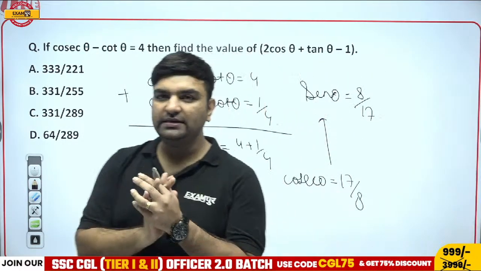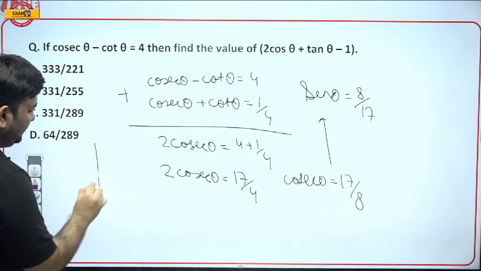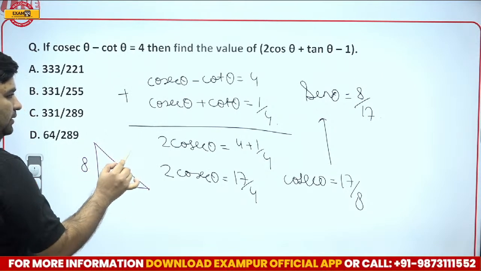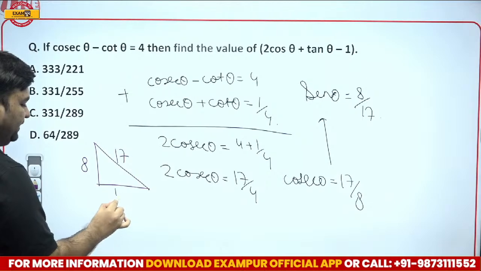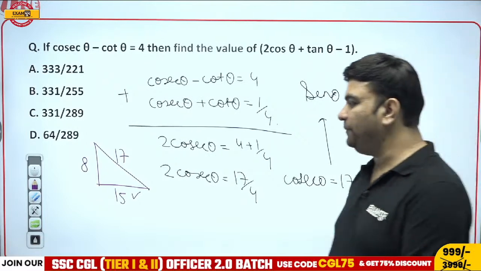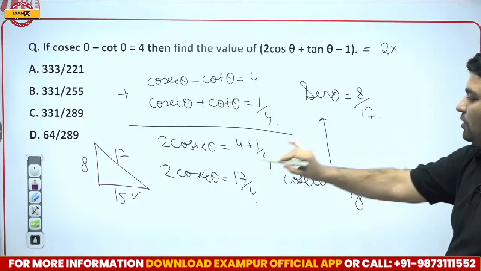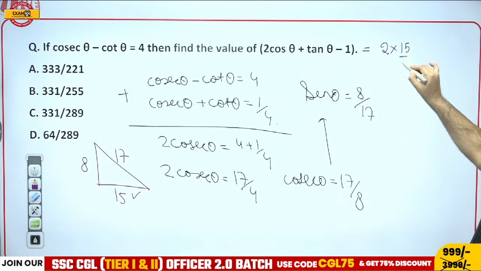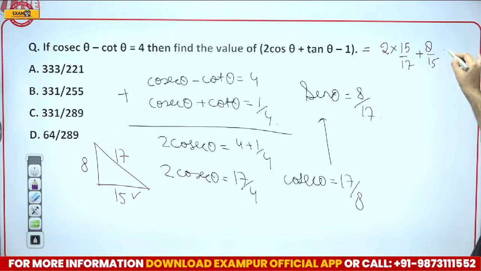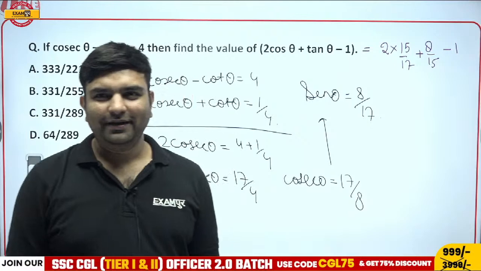What can you say, guys? Sin theta is 8 by 17. Sine is perpendicular, 17 is hypotenuse, base is 15. I taught you the triplet in the first class: 8, 15, 17. What is 2 cos theta? Cos theta is 15 by 17. Tan theta is 8 by 15. Minus 1. Just simplify and get to the answers, my dear.